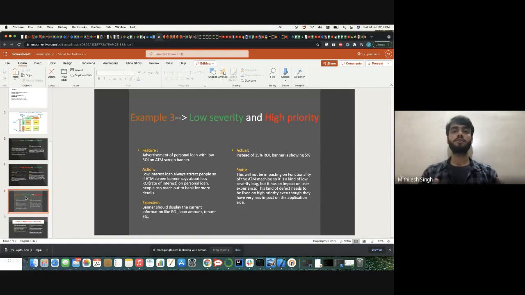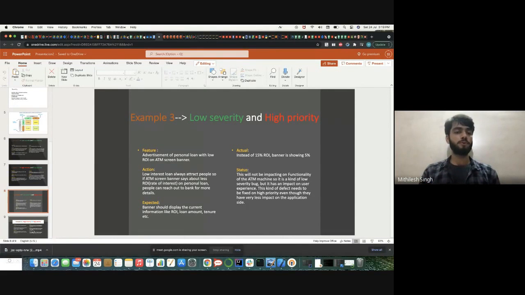So again, it's not good for the user experience, because if you are a user visiting the nearby ATM machine and you get this kind of information, it gives a bad user experience, and that bank might get affected because of this information. So that's why this is a high priority bug. And low severity means even though it is displaying the wrong information, the ATM machine functionality will not be affected anywhere, it will be working fine, right? So that's why it's a low severity and high priority bug.